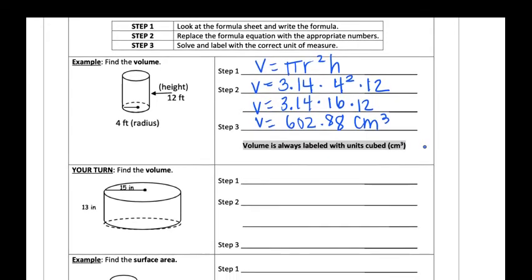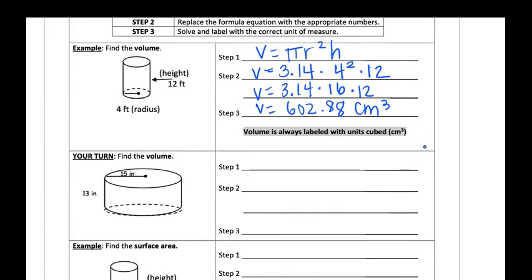If you want to pause and try the next one on your own, you're more than welcome to. We have the volume of a cylinder here, and this time the height is 13. That's how tall this shape is. And the radius is 15. It's half the distance across the circle that is on the top and bottom of this cylinder. So we're still using the volume equals pi r squared h formula.